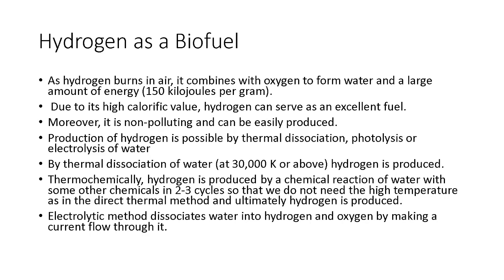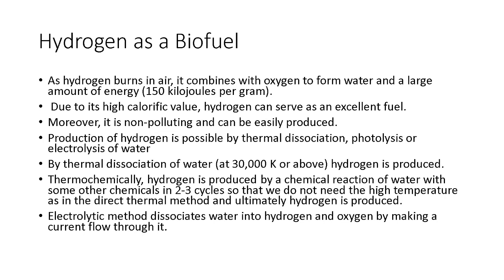Another source of energy is in the form of hydrogen. Hydrogen burns in the air, it combines with oxygen to form water, and a large amount of energy, that is 150 kilojoules per gram, can be released. So due to high calorific value, hydrogen can serve as an excellent fuel. Moreover, it is non-polluting and can be easily produced. So production of hydrogen is possible by thermal dissociation, photolysis and electrolysis of water. So as we know, thermal dissociation by heating, photolysis by radiation, or electrolysis of water. Okay, so we can separate the hydrogen by thermal dissociation of water, that is hydrogen is produced.